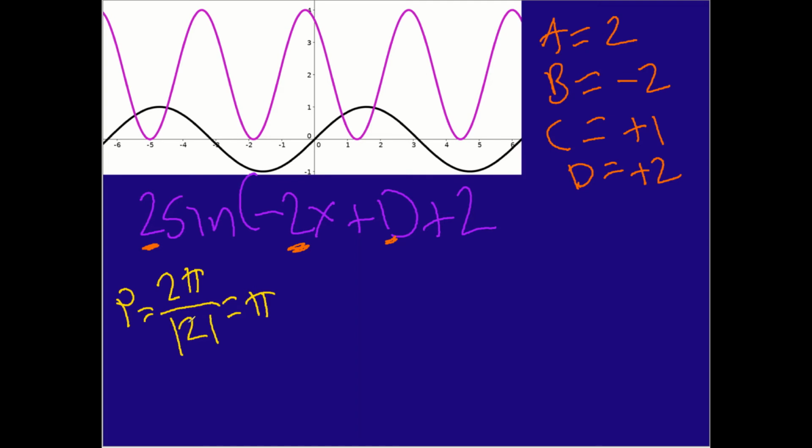So that's why it's compressed like that. There are more waves happening amongst the purple than amongst the black line, which is the regular sine function. All right, I skipped this, forgive me, but let's take a look at the amplitude now.